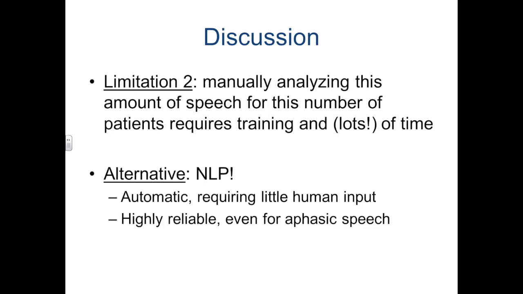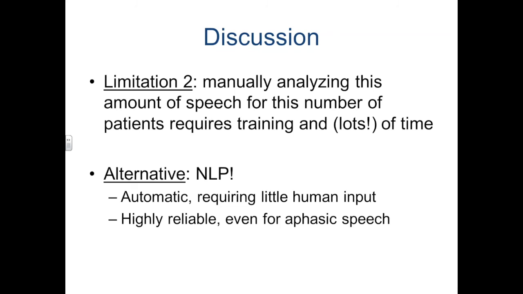Another limitation was that manually analyzing this amount of speech, as I was saying, would require a lot of training. And we said, all right, the alternative is NLP. It's automatic. It requires little human input once you transcribe and basically prepare the text for input. It is highly reliable, and we've shown that the error rate, even for aphasic speech, is pretty decent. It was about 4% when we're being very conservative with our error rates. So we hope that this will open a line of research where we start using NLP to understand language in patients with aphasia.